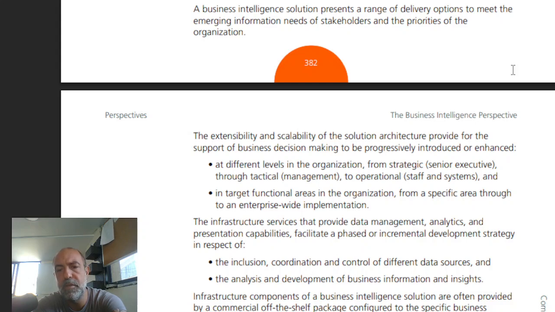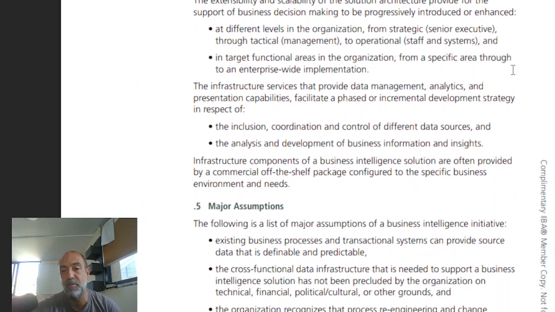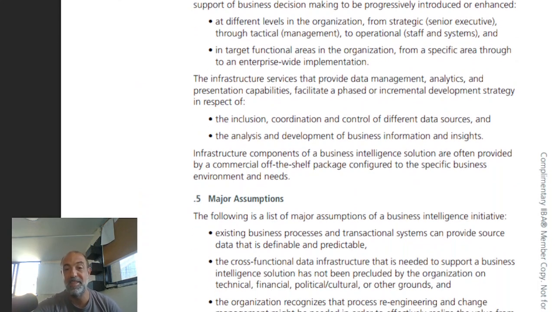The extensibility and scalability of solution architecture provide for the support of business decision making to be progressively introduced or enhanced. Okay. So the different levels of an organization, from strategic senior through tactical management to operational staff, all right. In target functional areas and organization from specific area through an enterprise-wide implementation. Scalability of solution architecture, like the solution architecture goes all the way up and down. Infrastructure services that provide data management, analytics, and presentation capabilities facilitate a phased or incremental development strategy in respect to inclusion, coordination of control and data sources, and analysis and development.